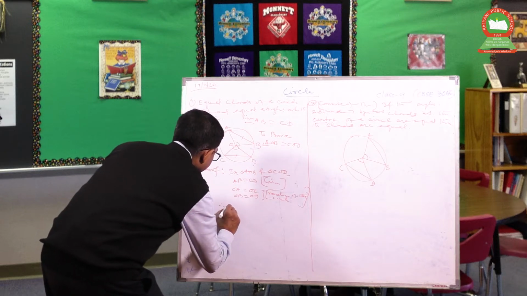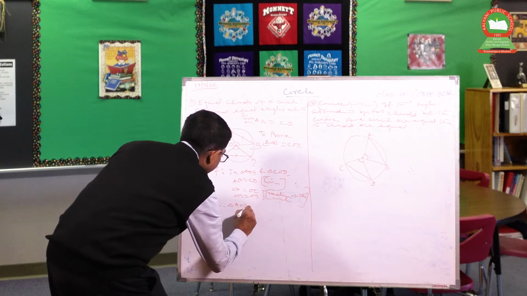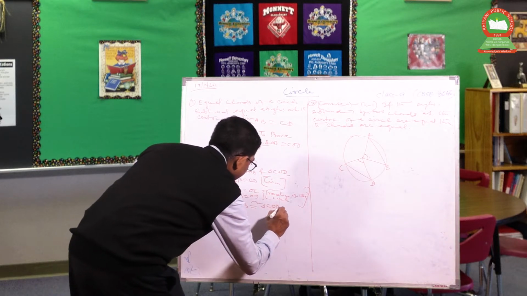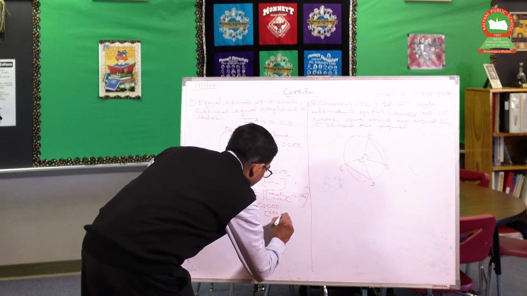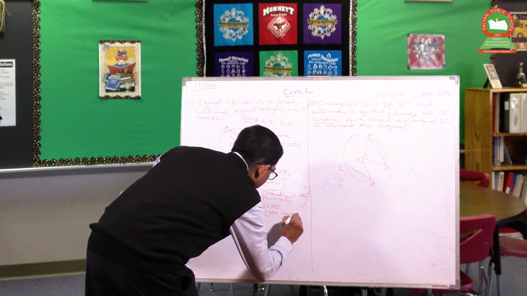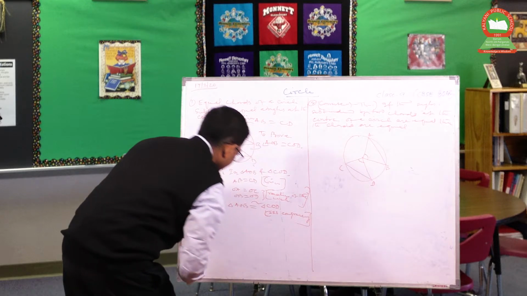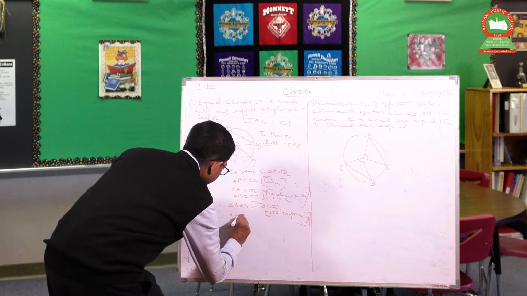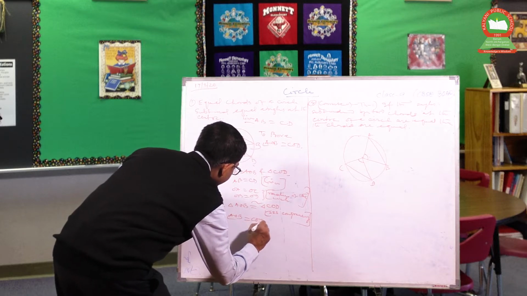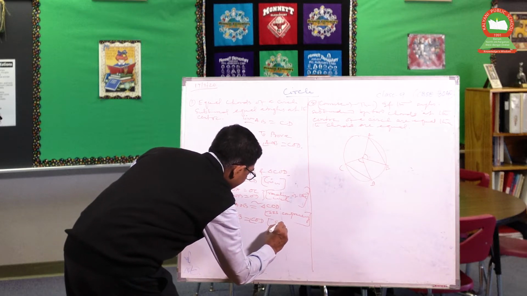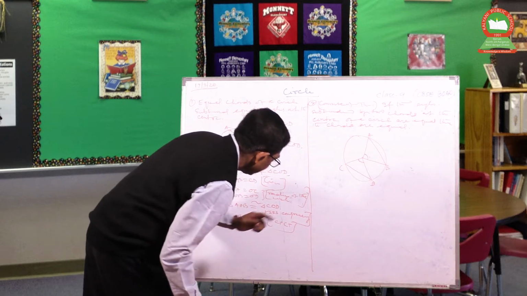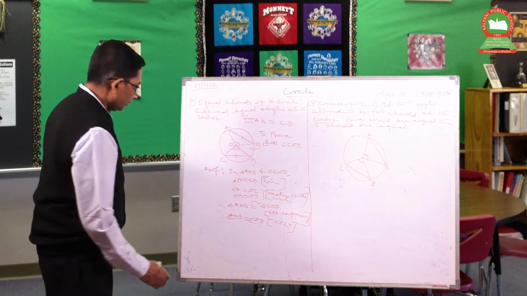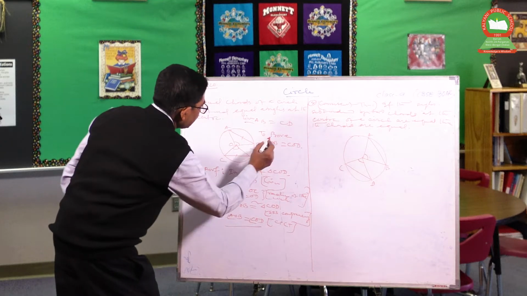Therefore, triangle AOB is congruent to triangle COD. This is the SSS congruency criteria. So therefore, angle AOB must be equal to angle COD, and this is CPCT, that is, corresponding parts of congruent triangles, which is what was required to prove. This is proved.